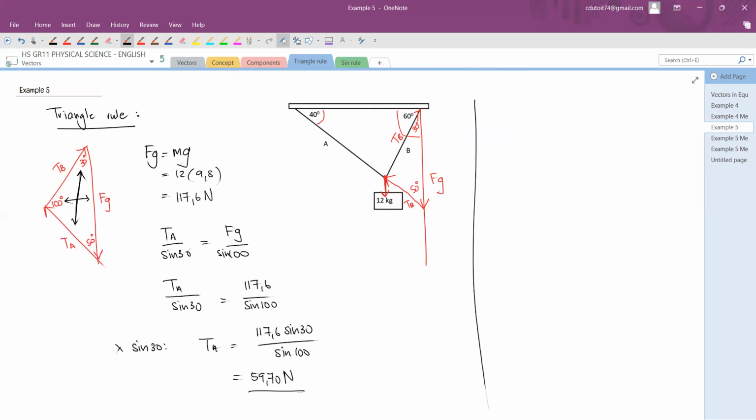Now take this and see if you can copy and try and find the tension in rope B. It's going to be almost the same. It's going to be different values that you put in. But this section you're obviously going to keep because that's the part you've got.